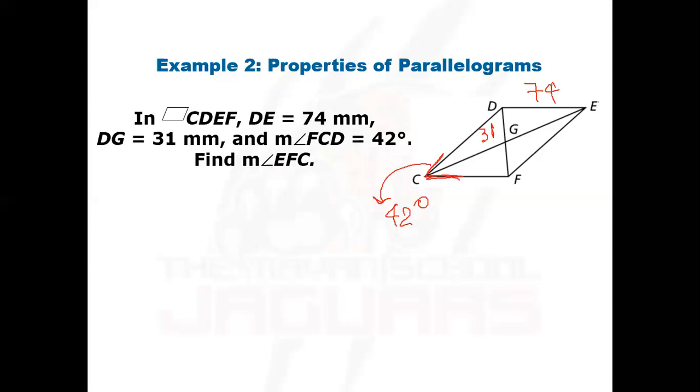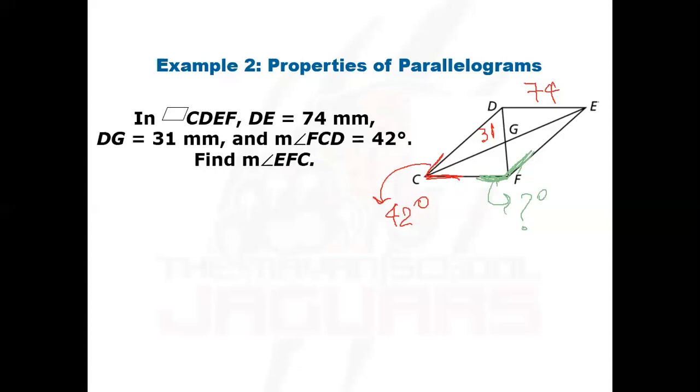Let me label that in here. EFC, let me switch color. So what we need to do in here is to find the measure of the angle EFC, this angle over here. So what property may I use in here? I notice from the figure that the angle DCF and the angle EFC are consecutive angles.